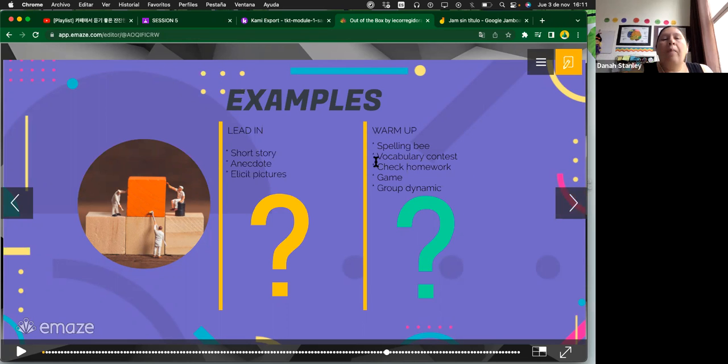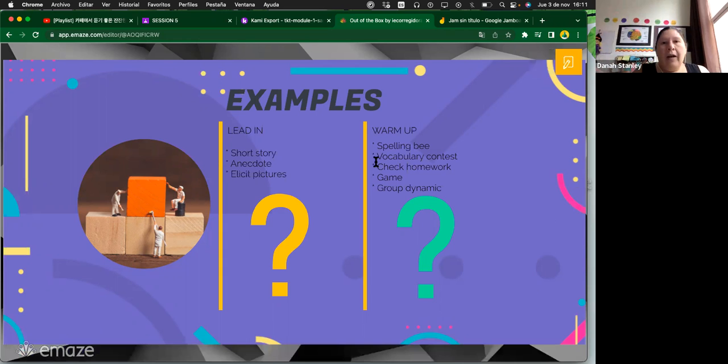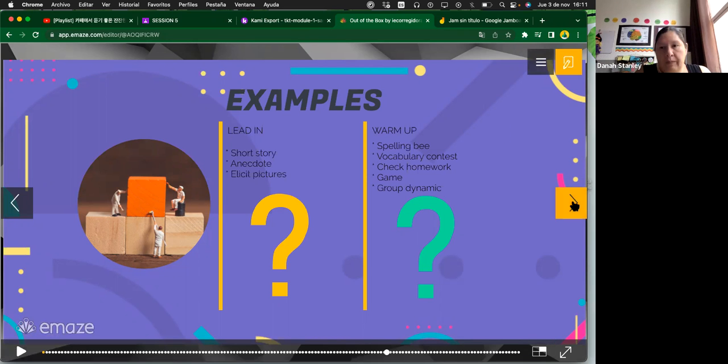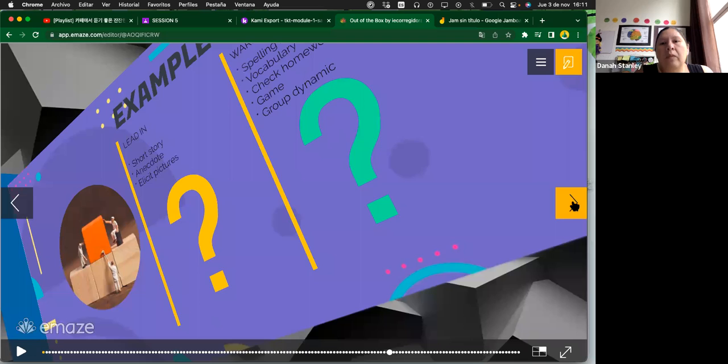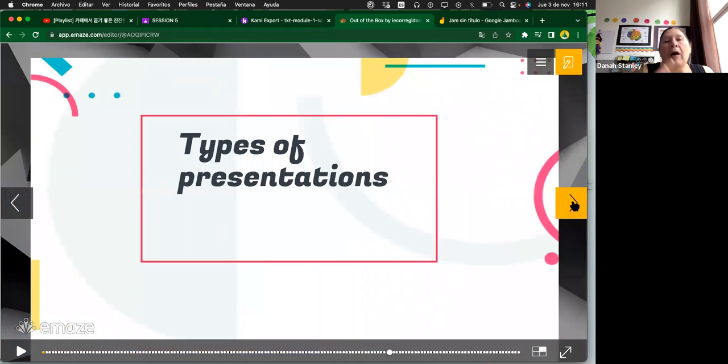Entonces, the warm-up is the beginning of the class, and the lead-in is how I'm going to start, how I'm going to introduce the topic and the following activity. Yes? All right. Questions about warmers and lead-in activities? You will see them very, very clearly in the following presentations we are going to see, okay?